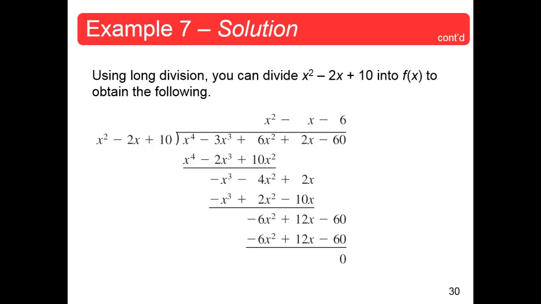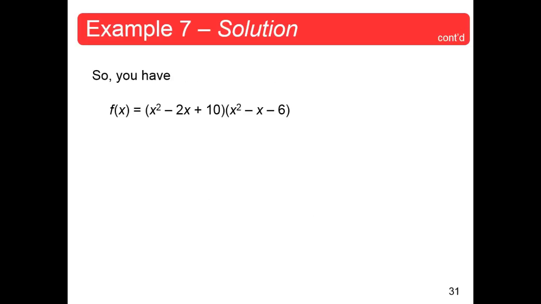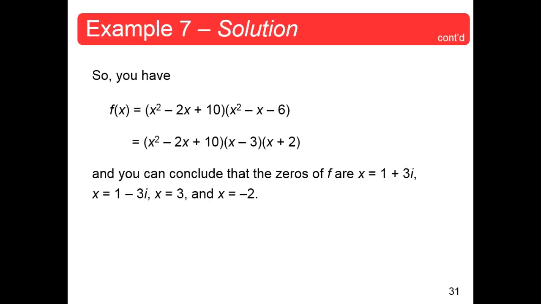Since it's a factor, we'll try to factor it, okay? You write those two factors together, but you haven't completely factored until you factor that one to be x minus 3 times x plus 2. They're looking for the zeros, so go back, and the ones you started with, 1 plus 3i and 1 minus 3i, they're still zeros. At x equals 3 and x equals minus 2 are your last two. Make sense?